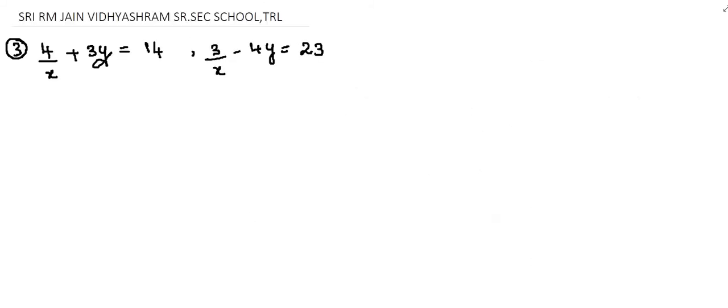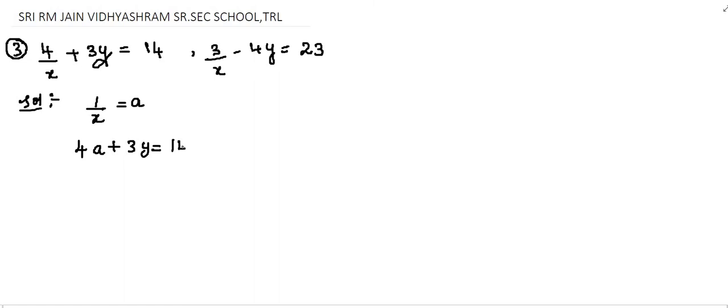Here what is given? 4 by x plus 3y is equal to 14, and 3 by x minus 4y is equal to 23. Here we have x in the denominator. So I am going to take 1 by x as a. So I will be getting the first equation as 4a plus 3y is equal to 14. That is my first equation.